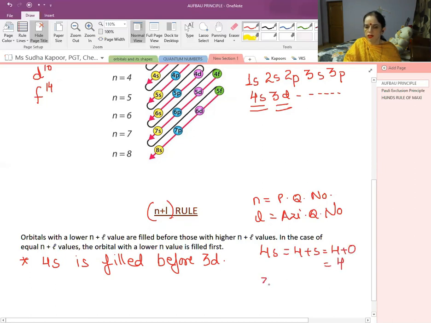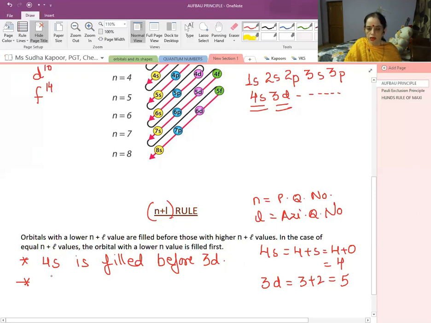And what about 3d? It is equal to 3 plus 2, that is 5. So it is very clear from the n plus l rule that 4s is filled before 3d, because the n plus l value of 4s is 4 and that of 3d is 5. But what will happen if two orbitals have the same n plus l value?